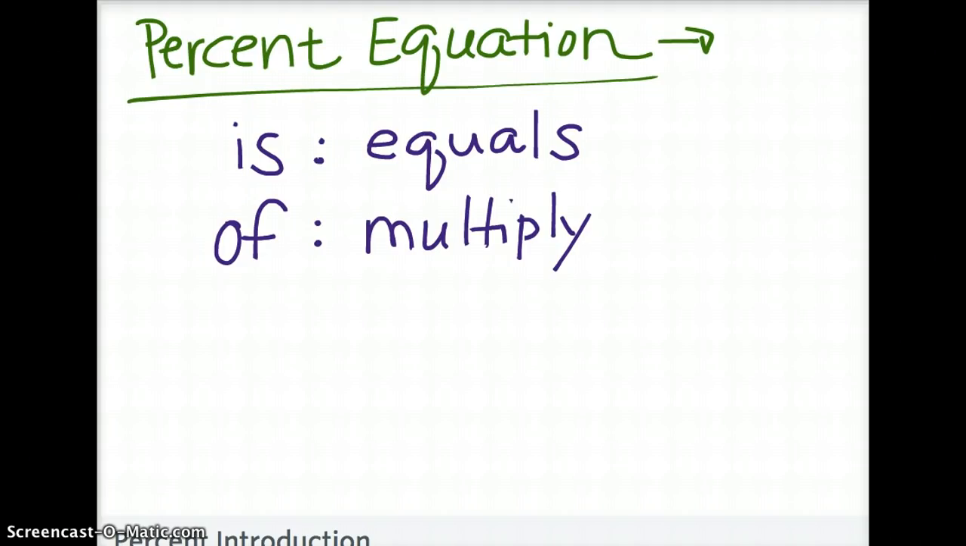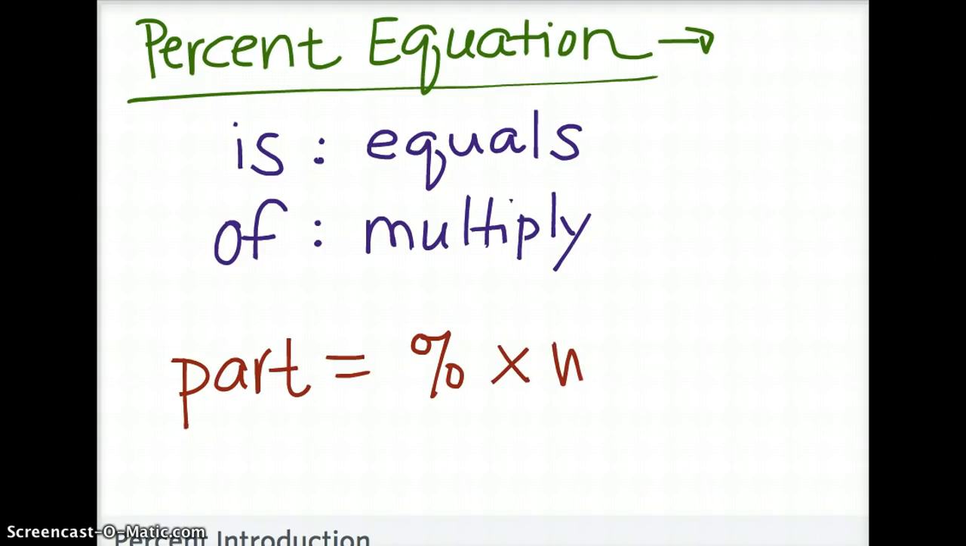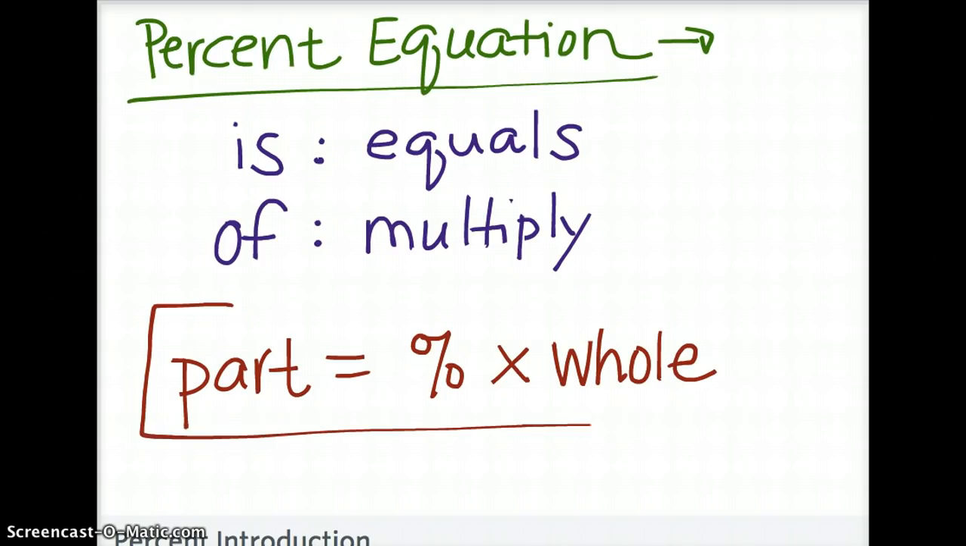Now, we're going to be trying to find parts of numbers or percents of numbers. So there's a way that you can do it. There's 2 ways. You can try to find the part. To find the part, you can multiply the percent times whatever your whole number is, okay? So this is an equation you can use. To find the part, you can do the percent times the whole.